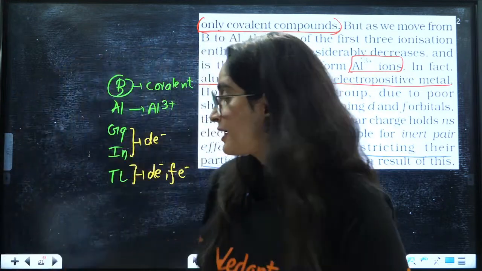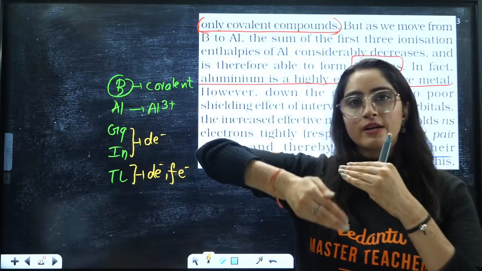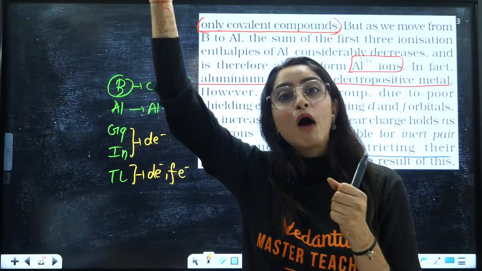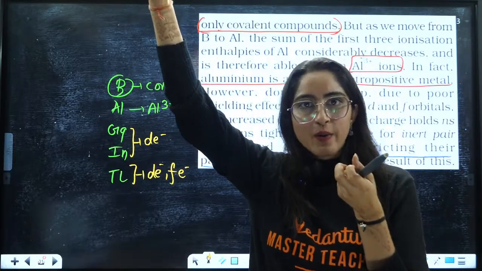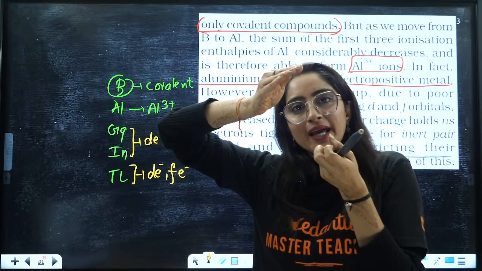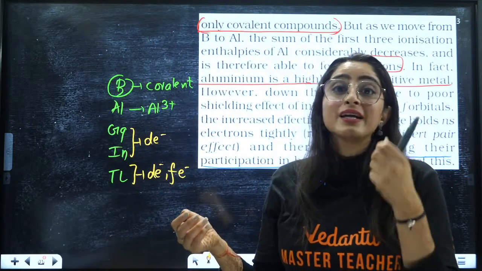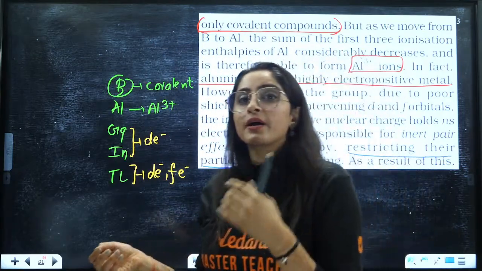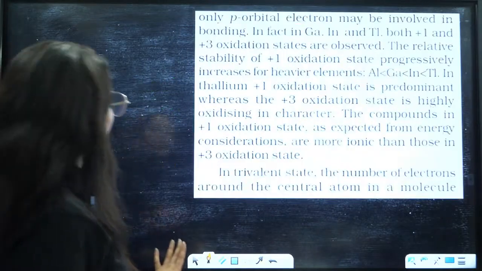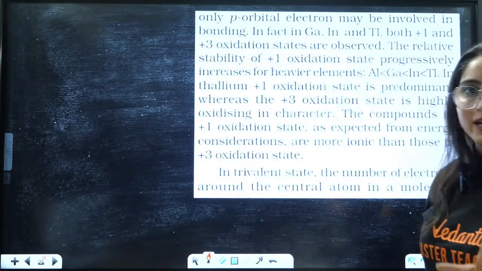Because of the inert pair, the inner electrons are not able to protect the outermost electron from the nucleus. That is why the outermost electron gets attracted to the nucleus, and it is very difficult to lose it and become an ion, right? Understood? As a result, only the p orbital electron may be involved in bonding.